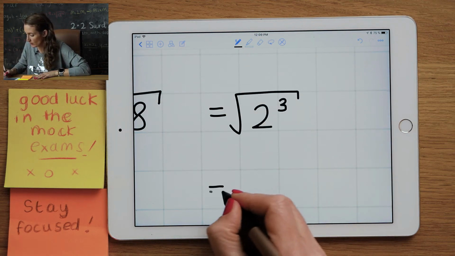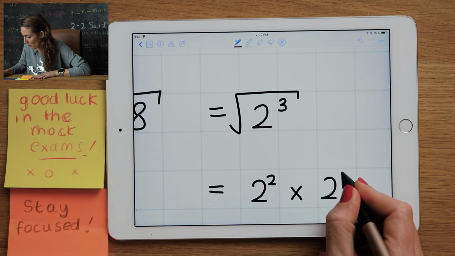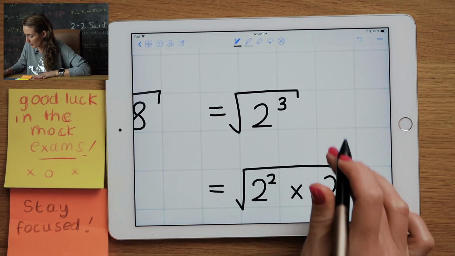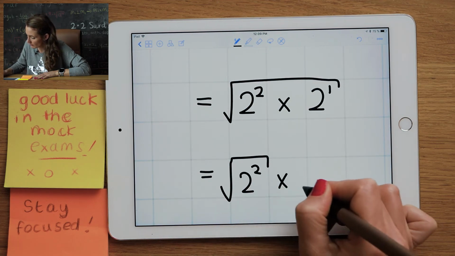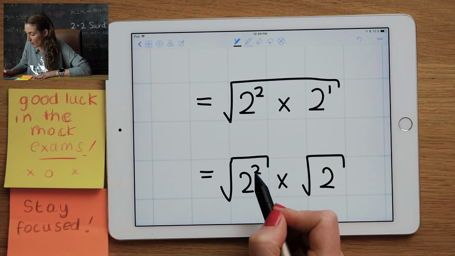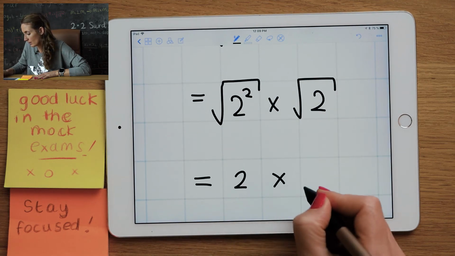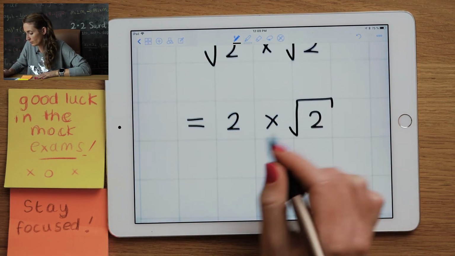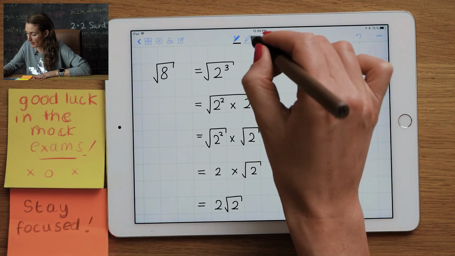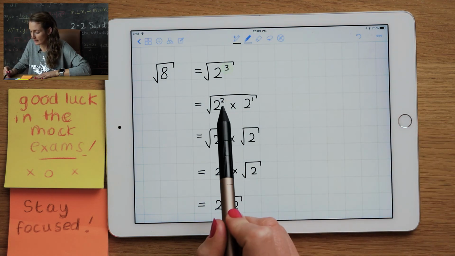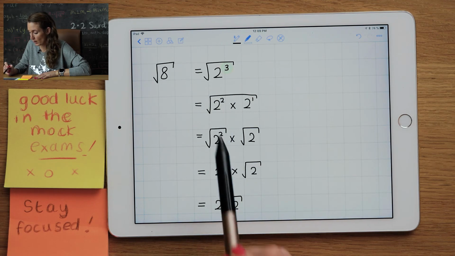So what I would do in this situation is change power 3 into 2 squared times 2 power 1. And that's useful because now when I split it down, I can have 2 power 2 times the square root of 2. And now I've only got a 2 and not a 3. These two can cancel. So this would then be 2 times square root of 2, or 2 square root 2. So every time you have a power that's bigger than 2, break it down into 2's, so that each time you can cancel off a power 2 with a square root 2.